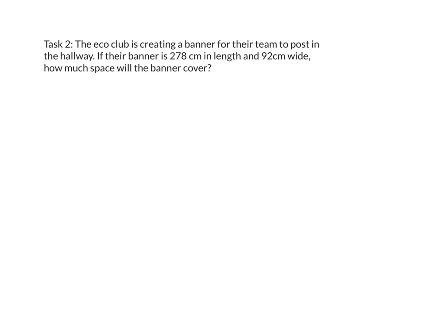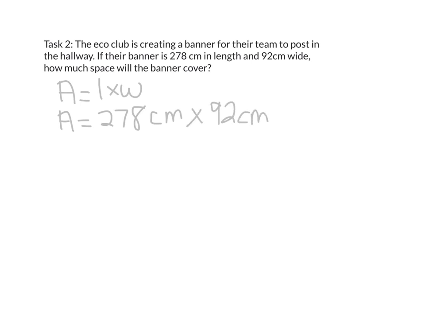Okay, and welcome back. So again, we have the measurements that are required to help us find the area of this banner. So we know that our banner is going to be 278 centimeters in length and 92 centimeters wide. So since I have my measurements, I can go ahead and put this into my formula again. So area equals length times width. And then I can go ahead and plug them in. Area equals 278 centimeters as my length times 92 centimeters wide.